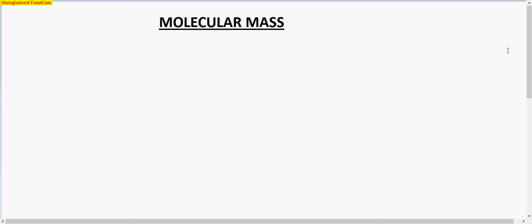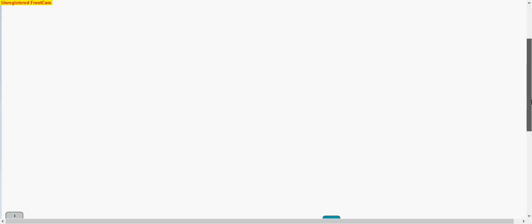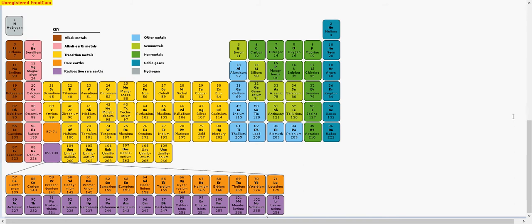Okay, first of all, what is molecular mass? Molecular mass is just the mass of the molecule in atomic mass units. As you can see, I've installed a periodic table with atomic mass. The atomic mass is written down here. This one is the atomic mass, the down number. Okay, it is the unit over here.